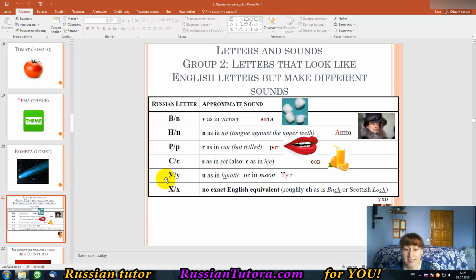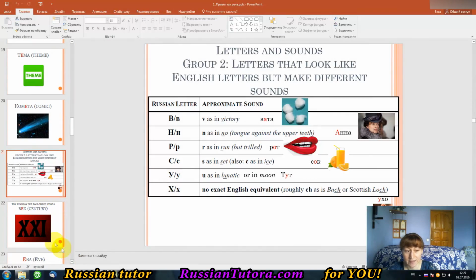The next letter is U, and the example word here is тут, which means here, as opposed to there. And the last letter in this group, which looks like X, is H. We've seen it in the word хорошо, good. The example word here is ухо, ear.